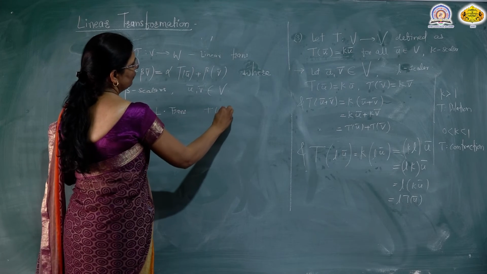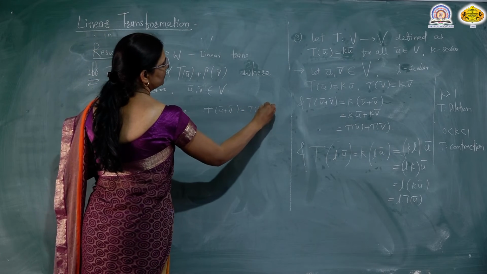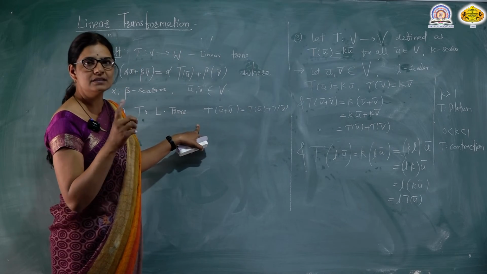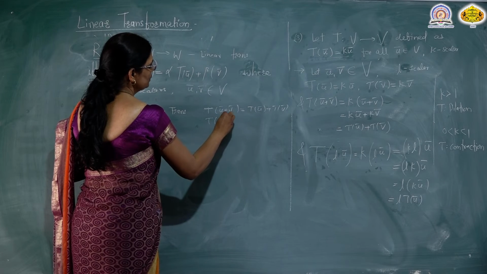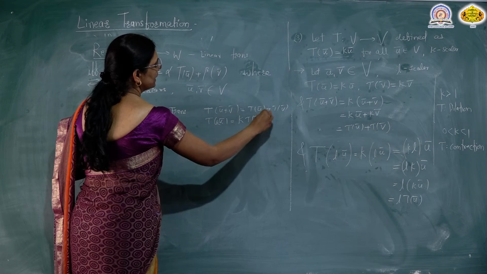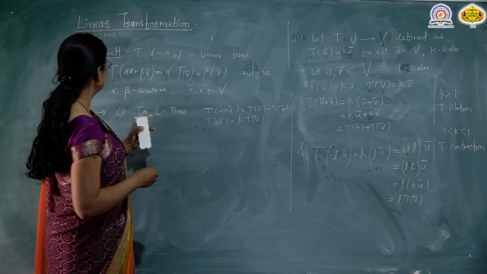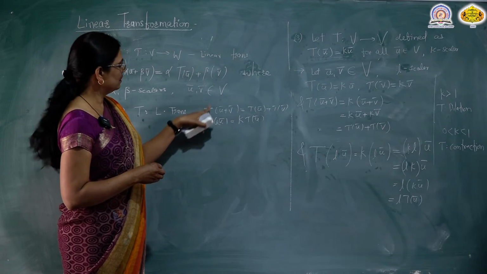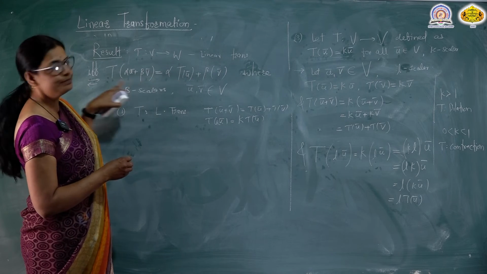That is, T of u bar plus v bar can be written as T of u bar plus T of v bar, where u and v are the vectors in capital V. And second property, T of k times u bar can be written as k times T of u bar. These are the two properties of linear transformation. So since T is a linear transformation, these two properties are satisfied. Now we want to prove this one.